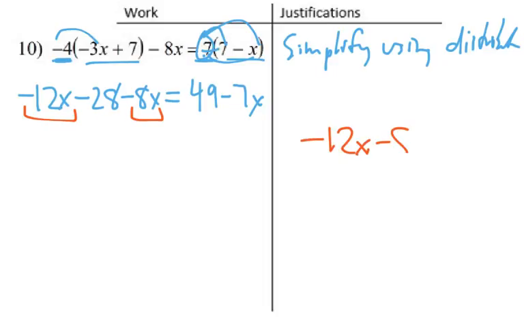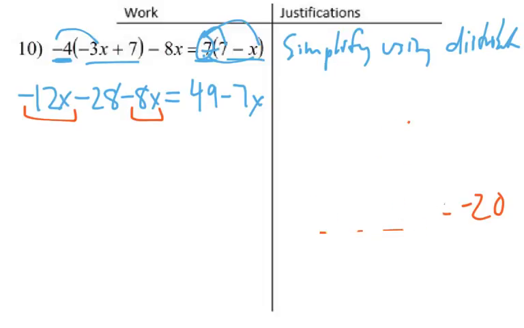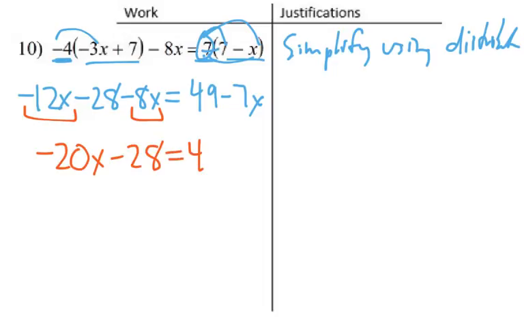Negative 12x minus 8x. Okay, these are still x's. They're just a bunch of x's being added together. Negative 12 of them and negative 8 of them. So I'm combining them just like if I had negative 12 minus 8. I don't walk around saying negative 12 minus 8, negative 12 minus 8. I say negative 20. We're just combining them. Once again, we're simplifying by combining like terms, but we are not eliminating them. Okay, so negative 12x minus 8x, negative 20x minus 28 equals 49 minus 7x.